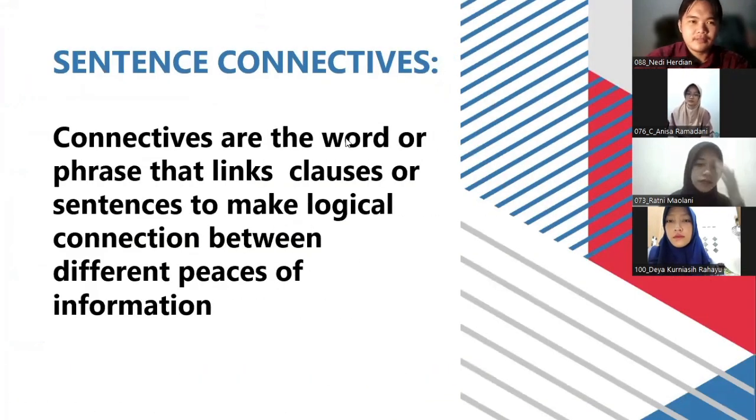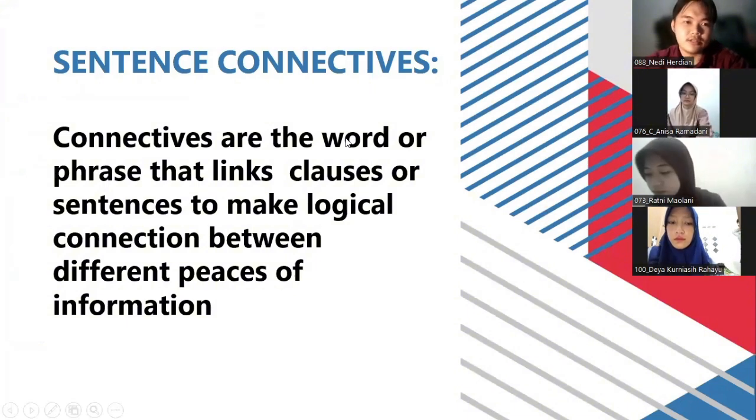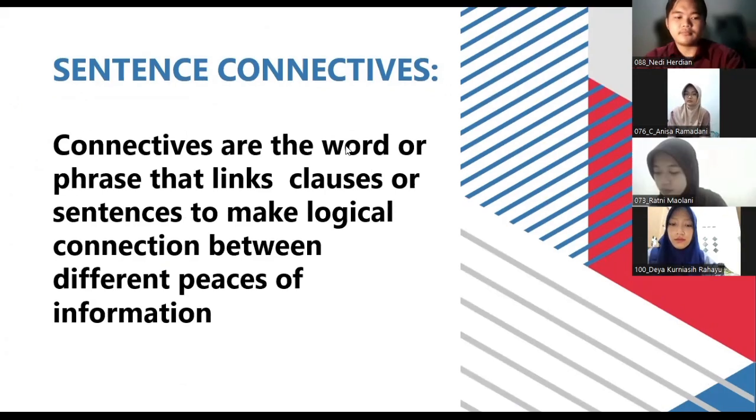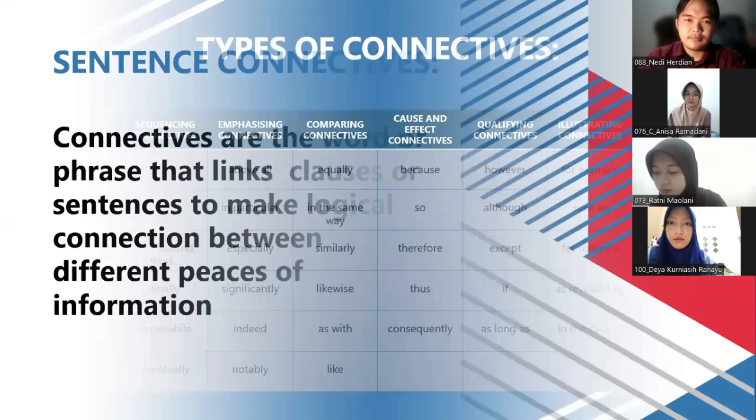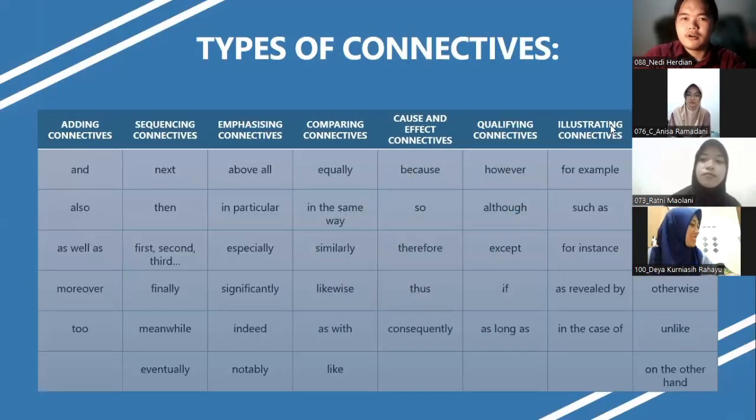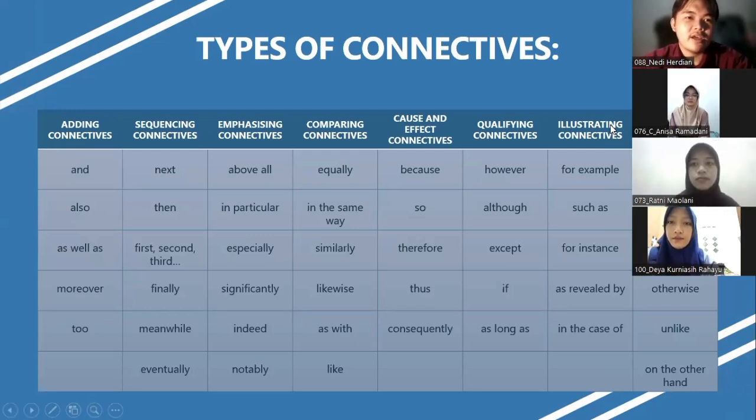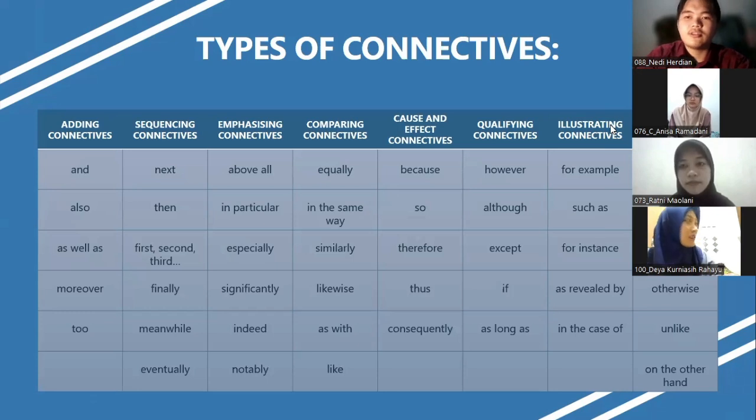Sentence connective. Connectives are the word or phrase that link clauses or sentences to make logical connection between different pieces of information. There are 6 types of connectives. There are adding connectives, sequencing connectives, emphasizing connectives, comparing connectives, cause and effect connectives, qualifying connectives, illustrating connectives, and contrasting connectives.